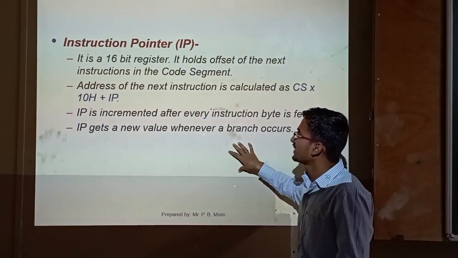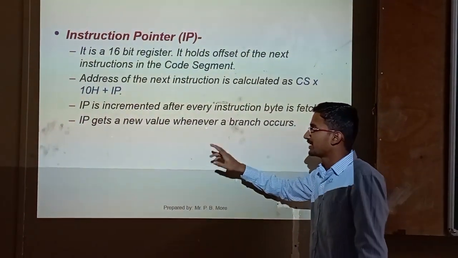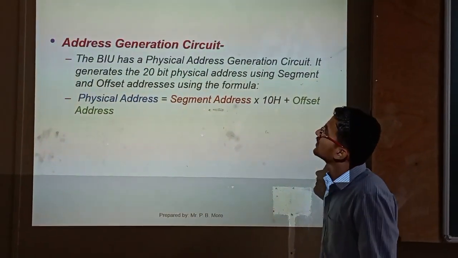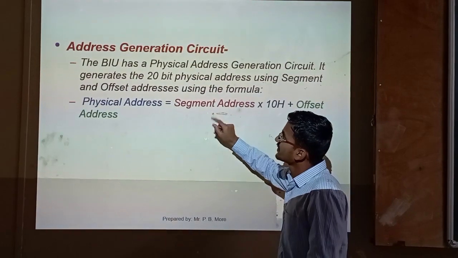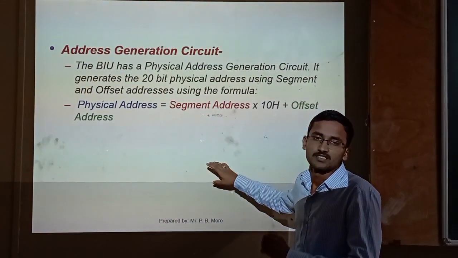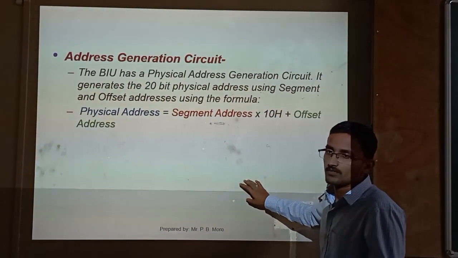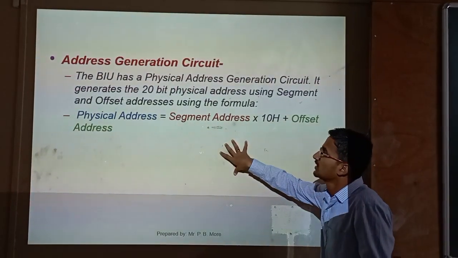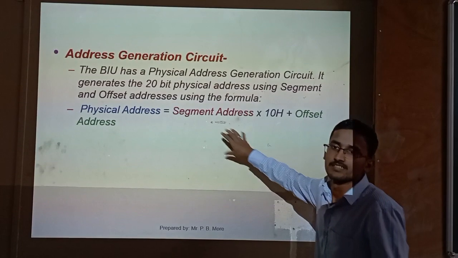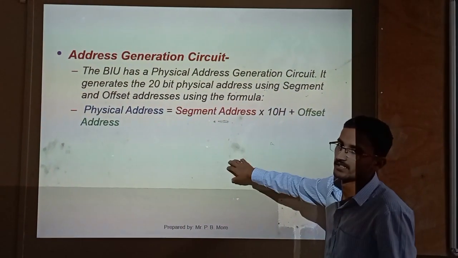The instruction pointer is incremented by every instruction byte, and the IP gets a new value when a branch occurs. Now we will check the address generation circuit. The bus interfacing unit has a physical address generation circuit which generates the 20-bit physical address using the segment address and the offset address. In order to obtain the physical address, we use the following formula: segment address into 10H, appended with a zero, plus offset address.